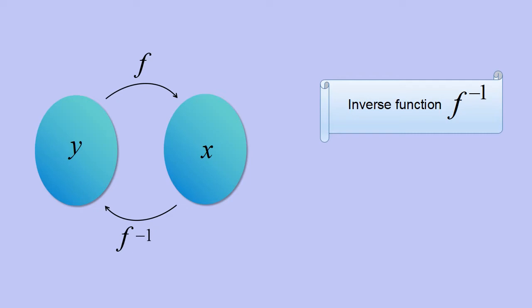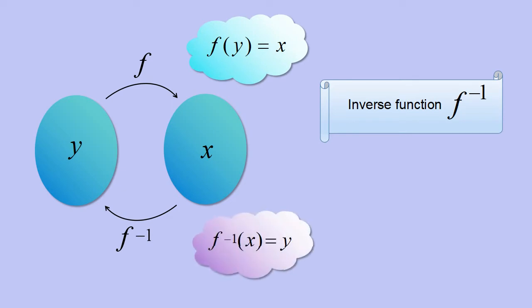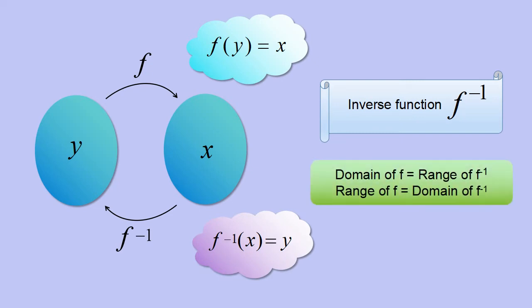In mathematics, inverse function can be written in this way. If you look closely in this arrow diagram, y is mapped to x by the function f, and therefore, the inverse function of f will map x back to y. So in conclusion, the domain of the function will be the range of its inverse function. Meanwhile, the range of the function will be the domain of its inverse function.